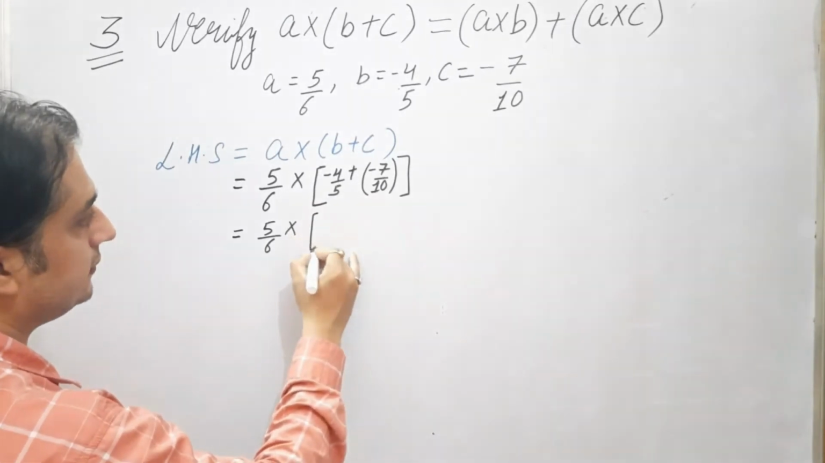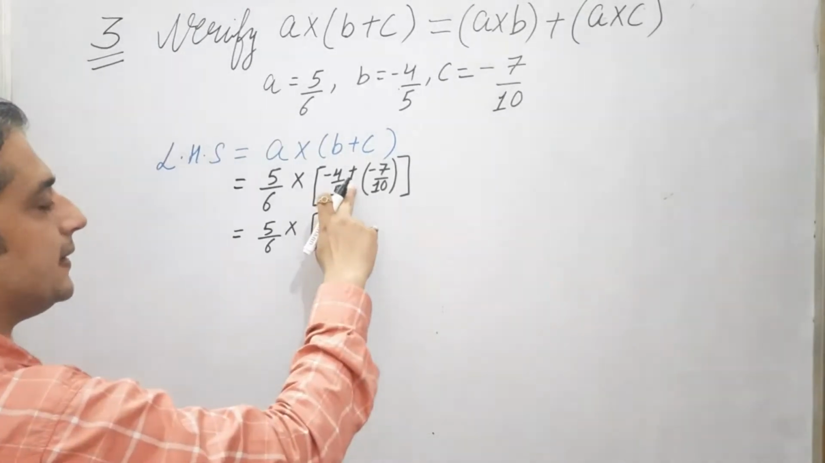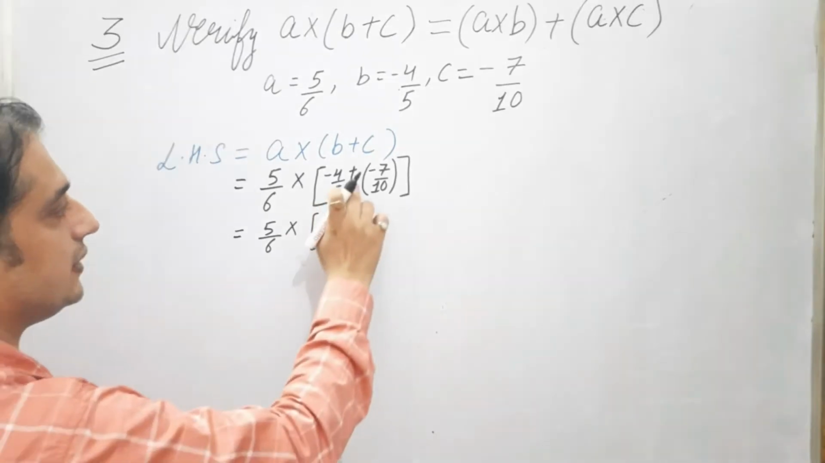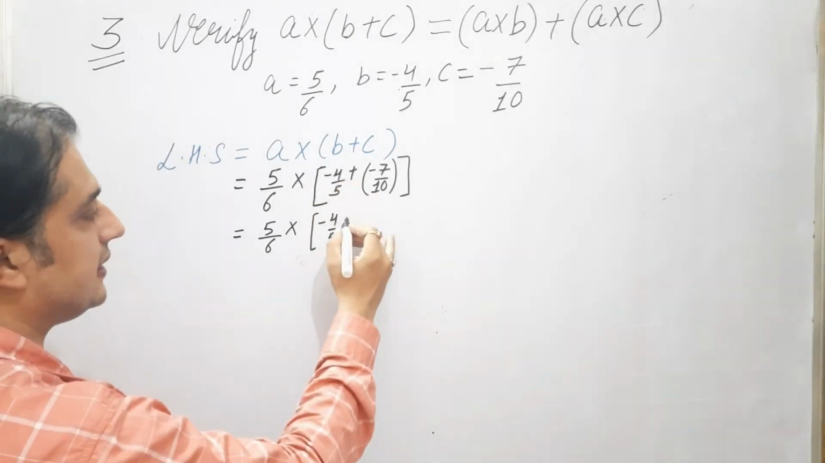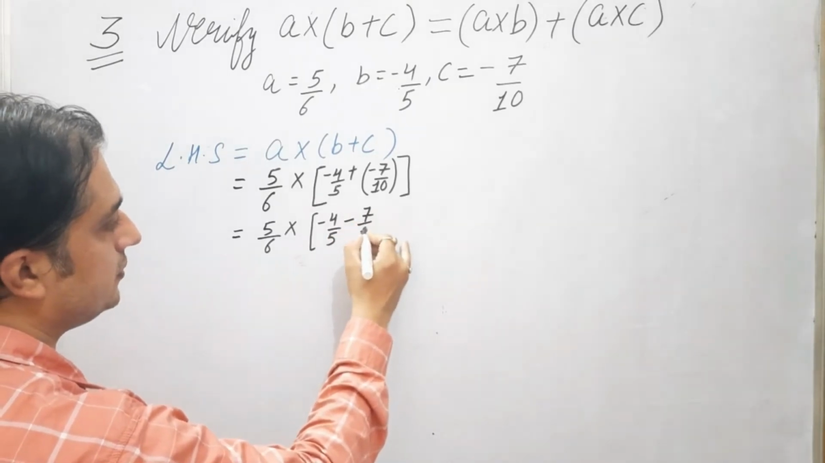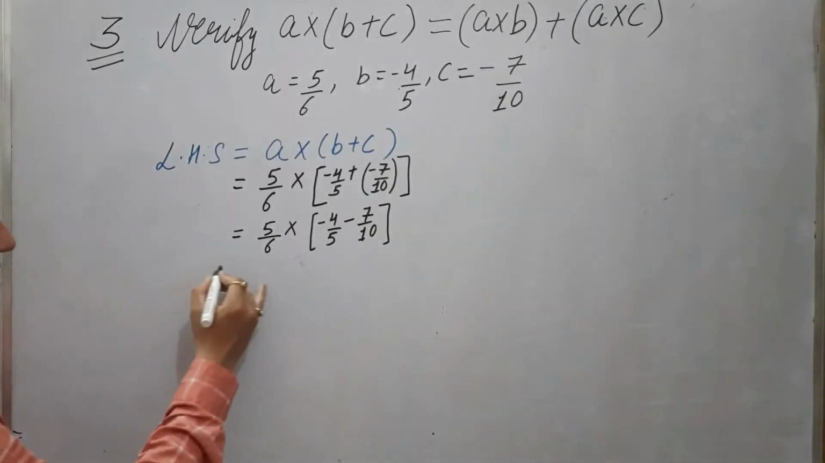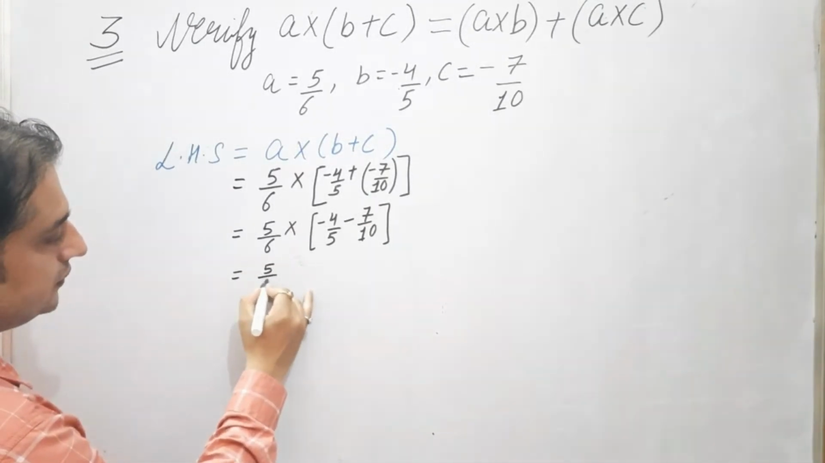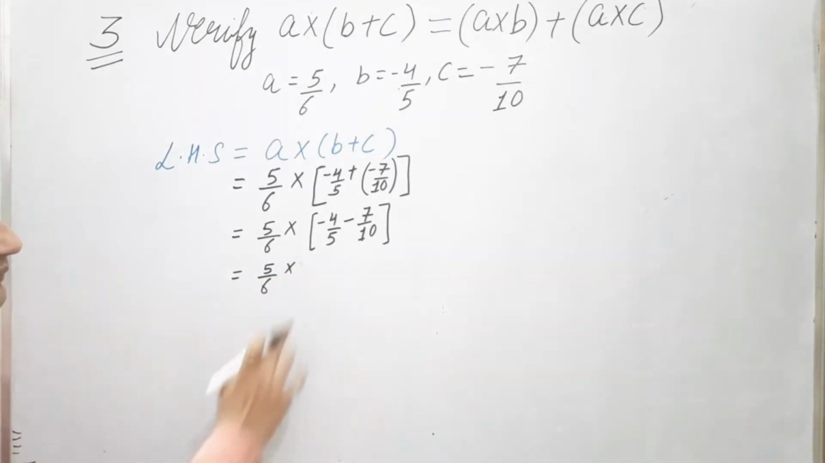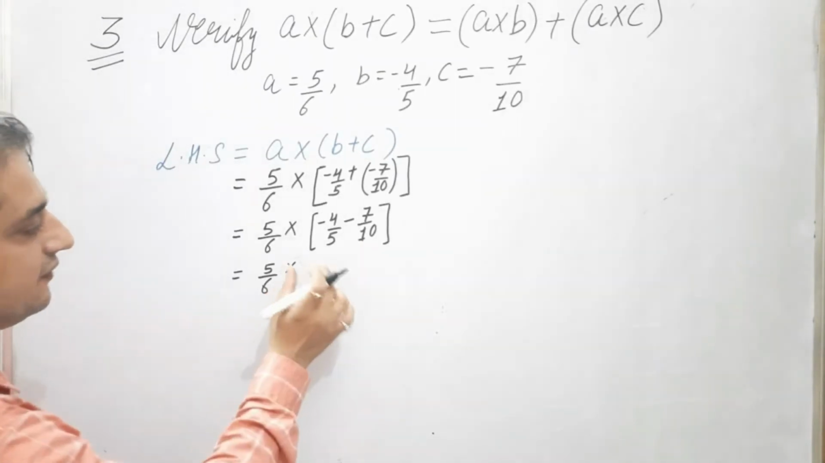Firstly, solve the bracket. Minus 4 by 5 as it is. Now here, the plus sign is outside the bracket and the minus sign is inside the bracket. So here the operation plus minus, the net result is minus. It becomes 7 upon 10. Right? Further solve this one. Now here, two rational numbers, a negative rational number and again a negative rational number. We have to solve this bracket first.